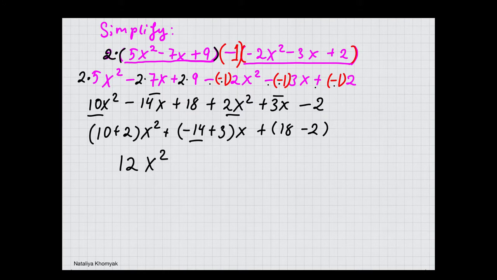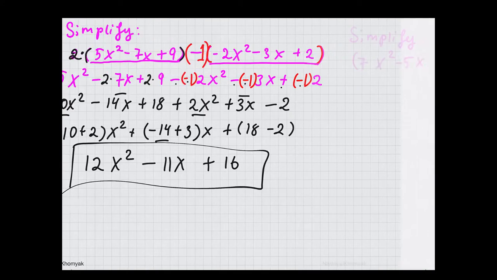We have more negatives, so we're going to have negative. Difference between 14 and 3 is 11x. Here we have more positives, so plus. Difference between 18 and 2 is 16. And this is our solution.